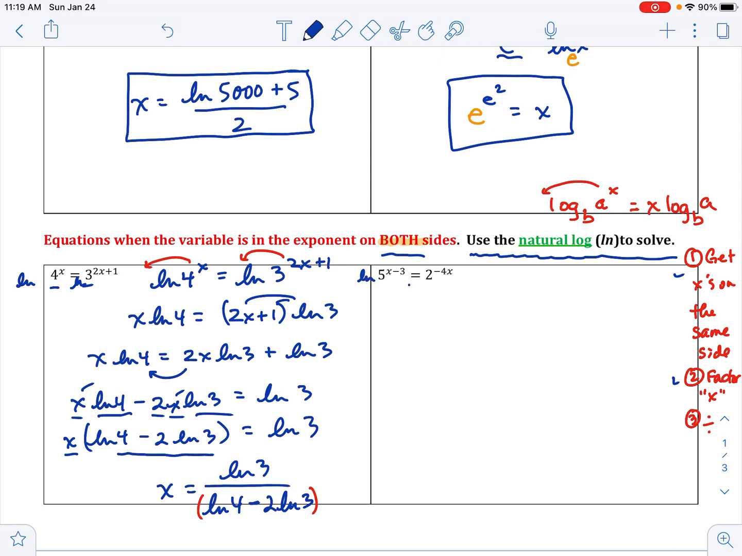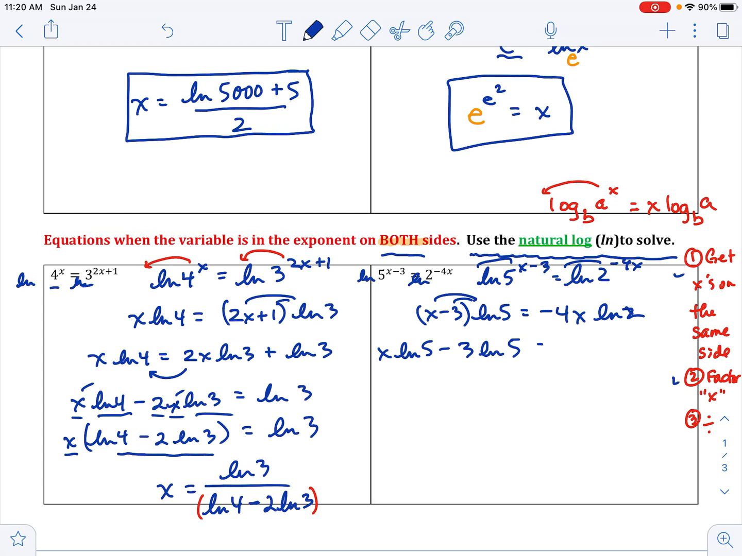So first thing, step number 1, take the natural log of both sides. So now I've got ln 5 to the x minus 3 equal to ln 2 to the negative 4x. I'm going to move these out in front to get an x minus 3, put it in parentheses, ln 5 equal to negative 4x ln 2. All right, from here I am going to distribute to get x ln 5 minus 3 ln 5 equal to negative 4x ln 2.